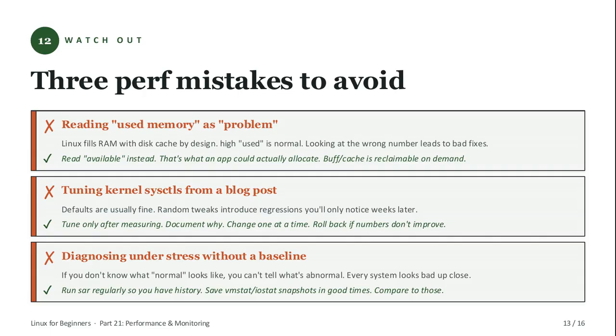Second, copy-pasting sysctl tweaks from some blog post. Defaults are tuned by people smarter than us, so only change a knob when you've measured a reason to. And third, trying to diagnose a sick system with no baseline. Run sar in the background during good times, so when things go sideways, you have something honest to compare against.